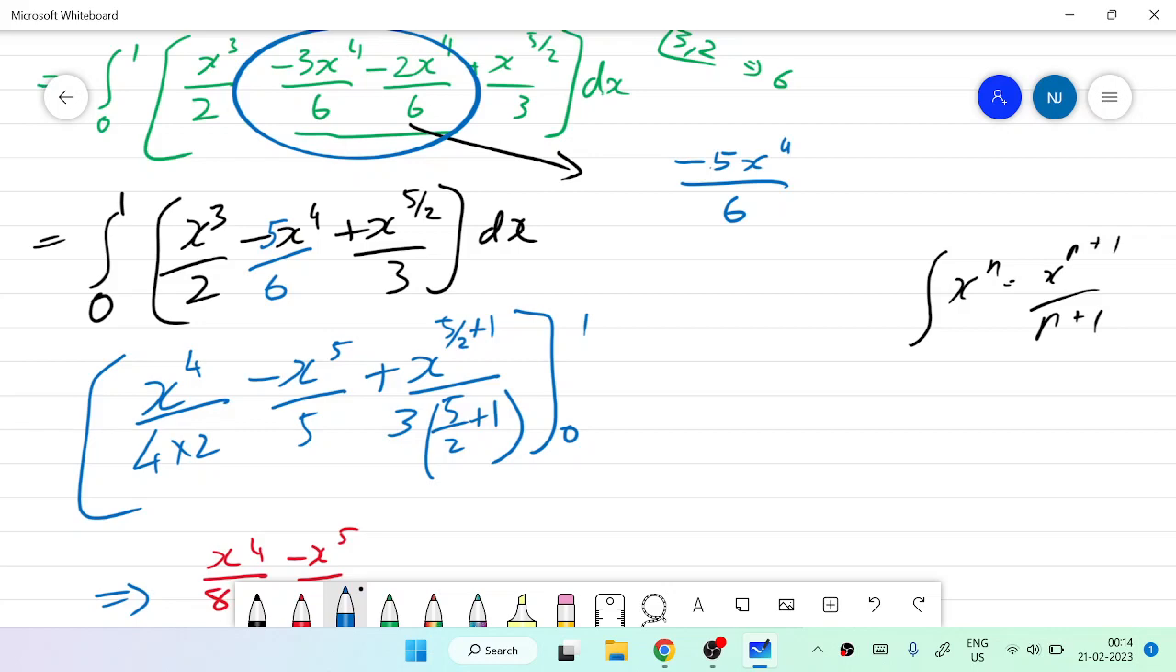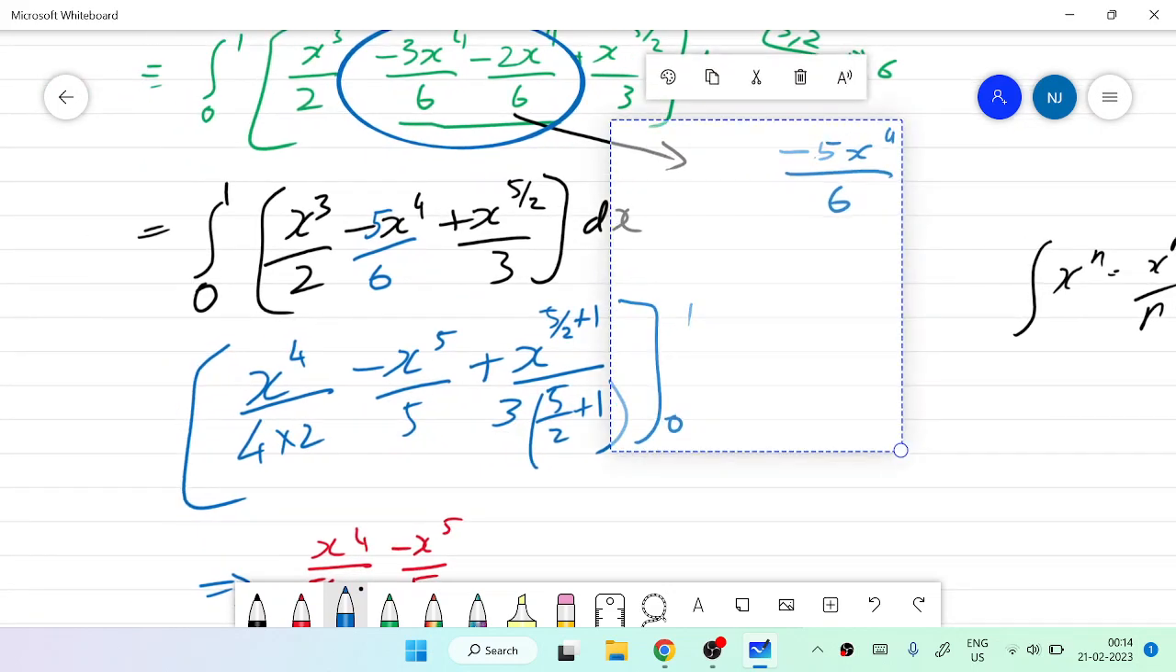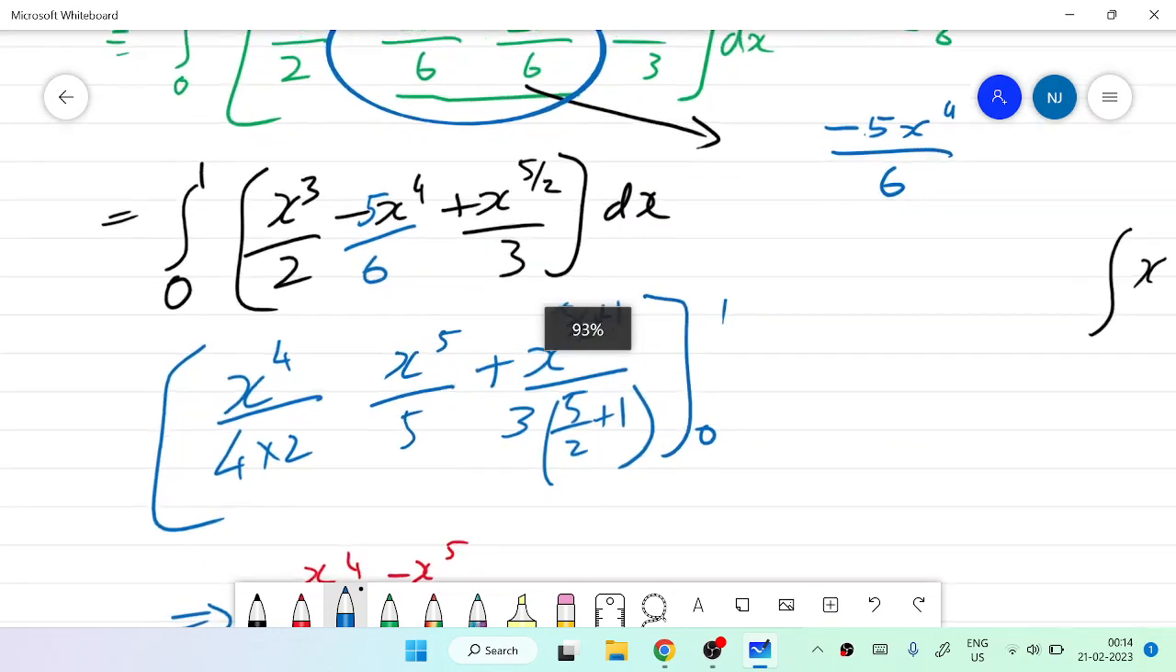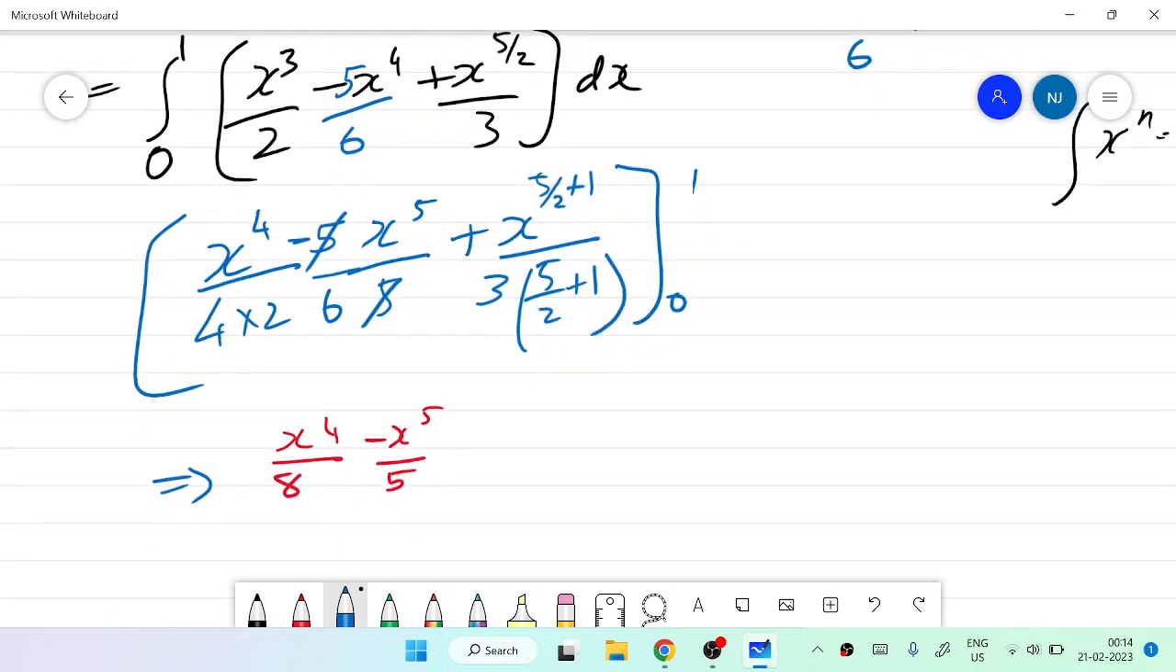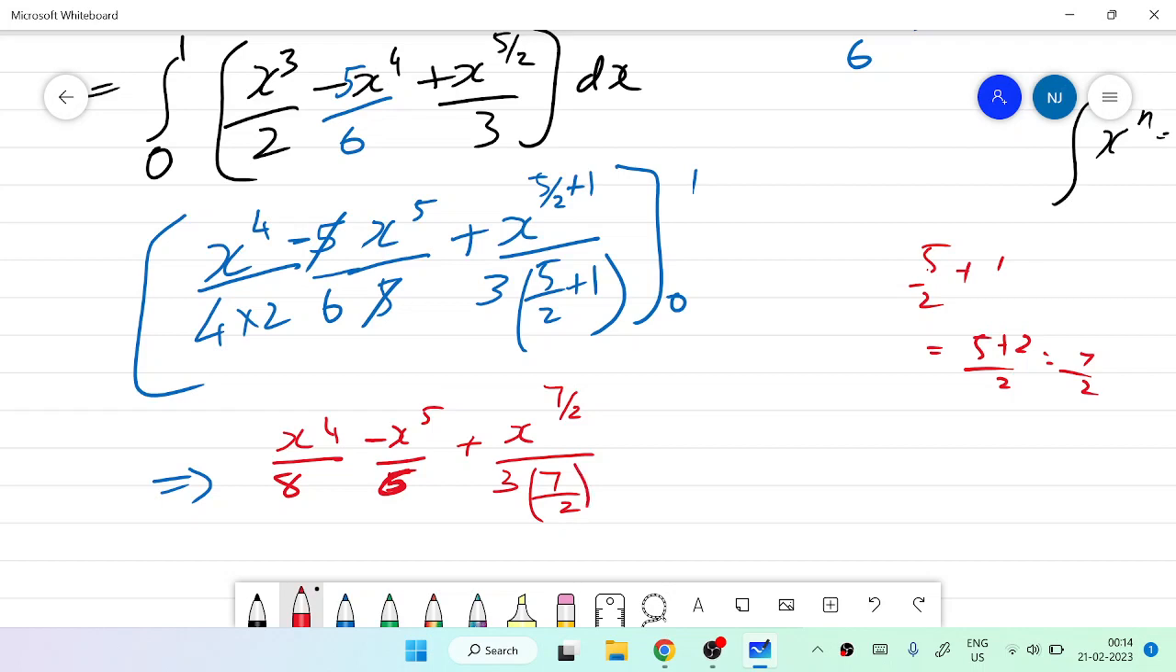So when I am integrating this, you will get what? Minus 5 by 6, you keep it as it is. Then if you integrate x power 4, you will get x power 5 by 5, right? Then if you cancel this 5, you will get x power 5 by 6. Then plus x power 5 by 2 plus 1 will give you 5 plus 2 by 2, which is 7 by 2. So x power 7 by 2 divided by 3 into 7 by 2. Okay, so the limit will be 0 to 1.